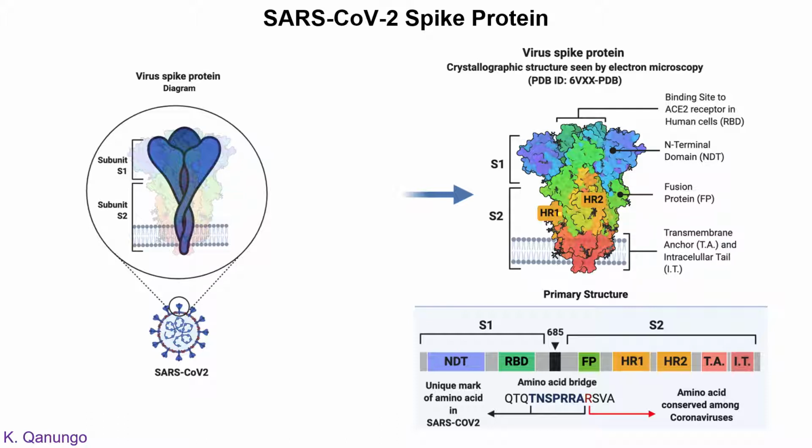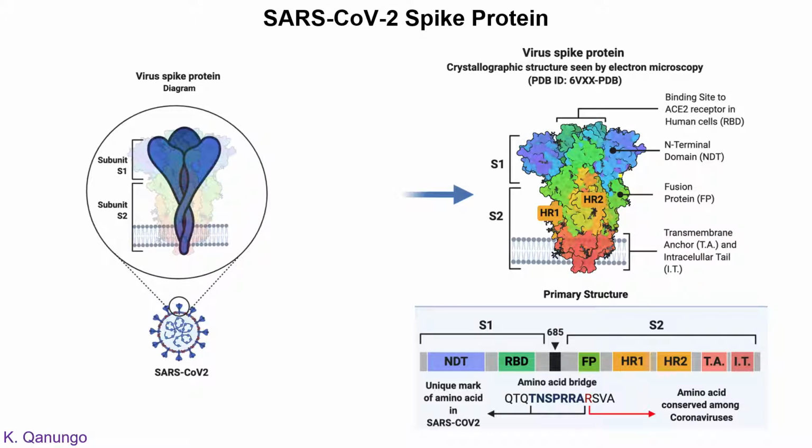HR1 and HR2 are called the heptad repeats. These are 7 amino acid long repeat structures, and the fusion protein is tucked in right there. Now, this is an understanding that you should understand very carefully.